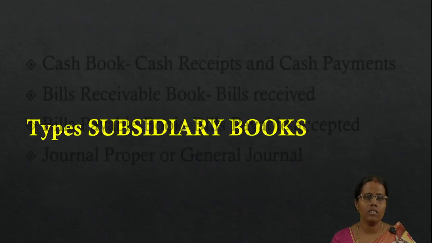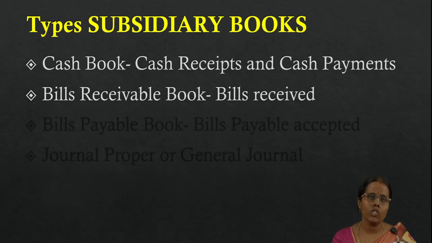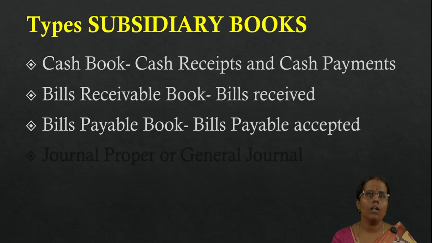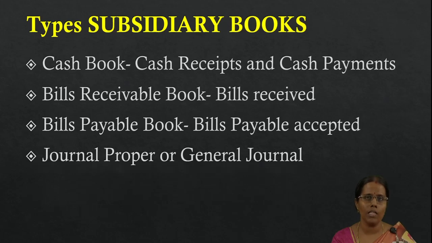And then next one is cash book. Cash book means it enters all the cash receipts and cash payments as well as the bank transactions. And the next one is bills receivable book. In the bills receivable book, the bills which are received from the customers are entered. And then bills payable book: all the bills payable accepted by us are entered in the bills payable book. And the last one is journal proper. It is also called general journal.